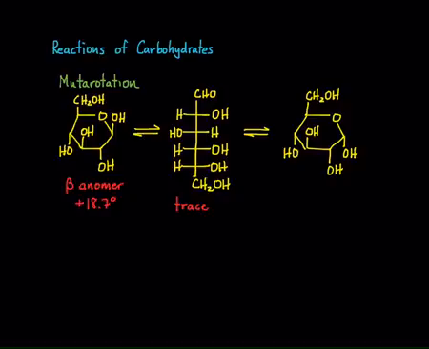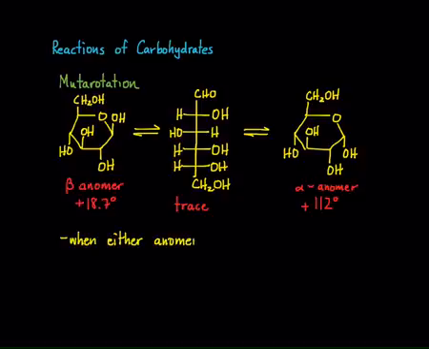So here I've drawn the alpha anomer. Now, if I start with an optically pure solution of the alpha anomer, I see that it has a specific rotation of plus 112 degrees. So again, understanding that there is an equilibrium that is going to be established between the beta anomer and the alpha anomer, and a trace amount of the open-chain aldohexose, we see that if we place either one of these in water, what happens?